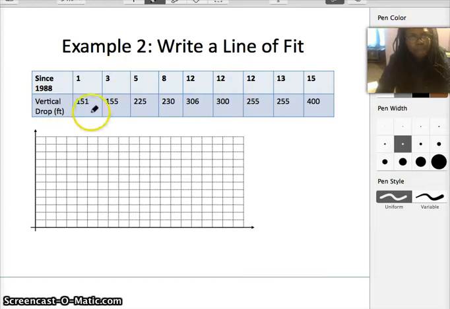The vertical drop is given in feet here, and just by glancing, we see that we have an increase in the vertical drop of roller coasters. So the first thing you want to do when you want to write a line of fit is you want to draw it in. So what we need to do is plot the points on our axis. We need to create an X and Y axis, or since 1988 axis and vertical drop axis, and we're going to graph the points. Let's do that first.